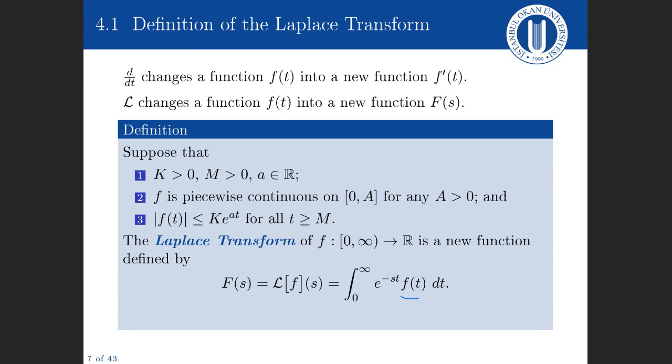We take the function f of t that we start with, we multiply it by e to the minus st, and then we integrate it between 0 and infinity. And there's two ways to write the Laplace transform of small f. We could either write capital F of s, or we could use this curly L of f at s. When we use a pen, we usually write this curly L like this.